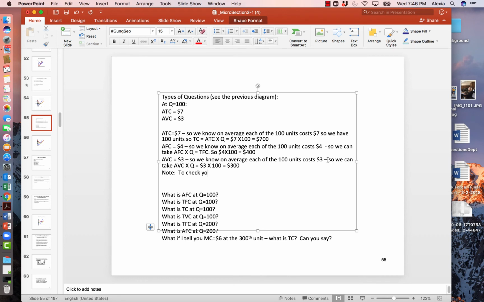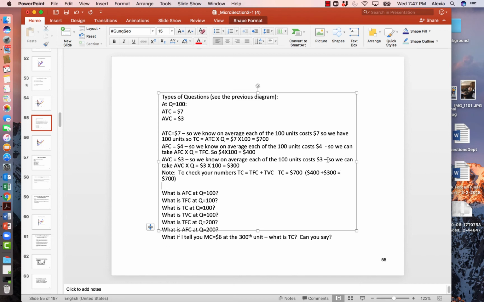So 100 times 3 equals $300, or if you like the formula, average variable cost times Q equals total variable cost. And we already figured out our fixed costs. They're 400. And what do we know about fixed? Well, they don't change. So when I ask you what's total fixed cost at 200, we already figured out what our fixed costs are. So fixed costs don't change. So they remain at $400.